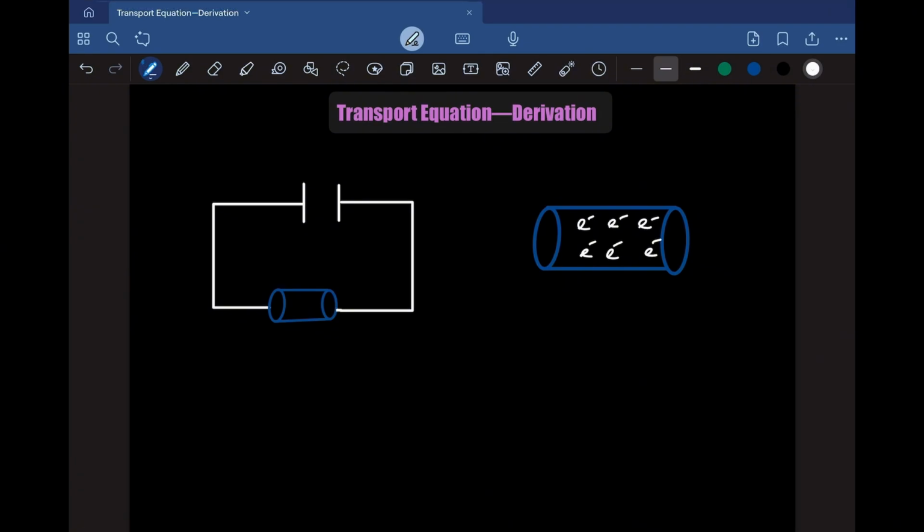So today we are going to derive an equation which is known as the transport equation, which is a very important topic of AS Physics Unit 2. So let's derive this equation without wasting any more time.